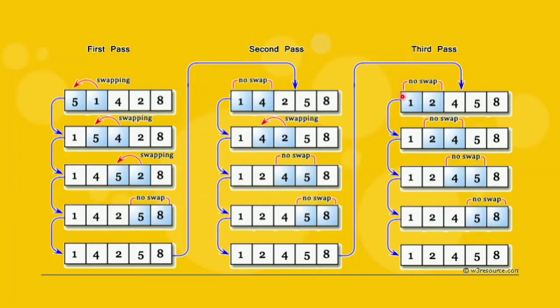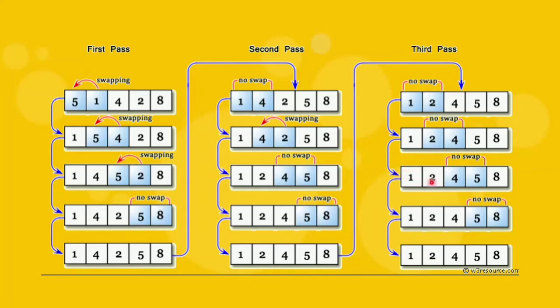In the next pass, 1 and 2, is there any swapping needed? No. Then 2 and 4, no swapping is needed. So we are done with 1, 2, 4, 5 and 8. Till that point our 4, 5 and 8 are sorted. Now we have only 1 and 2 to be checked. Is 1 greater than 2? No, that means no swapping is needed and we are done.